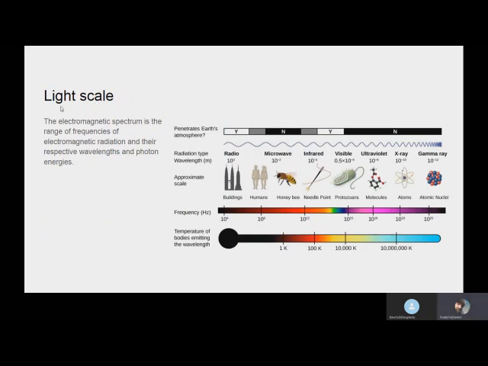But light scale. The electromagnetic spectrum is the range of frequencies of electromagnetic radiation and the respective wavelengths and photon energies.